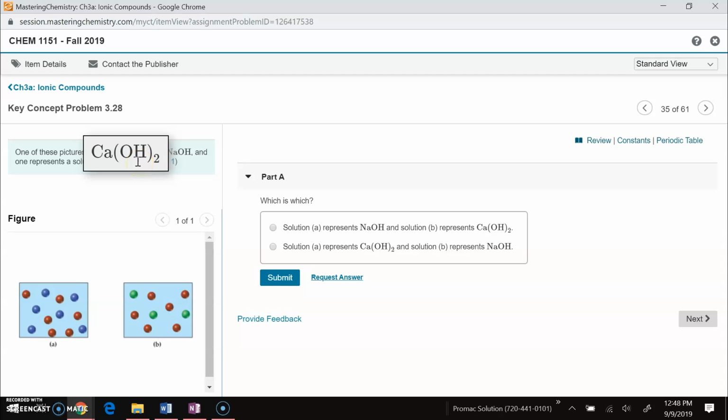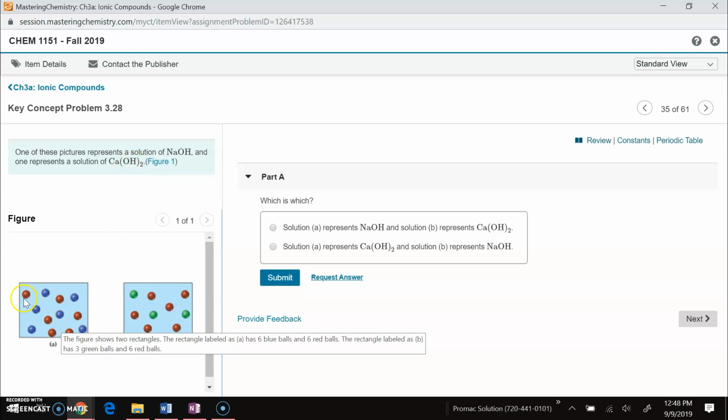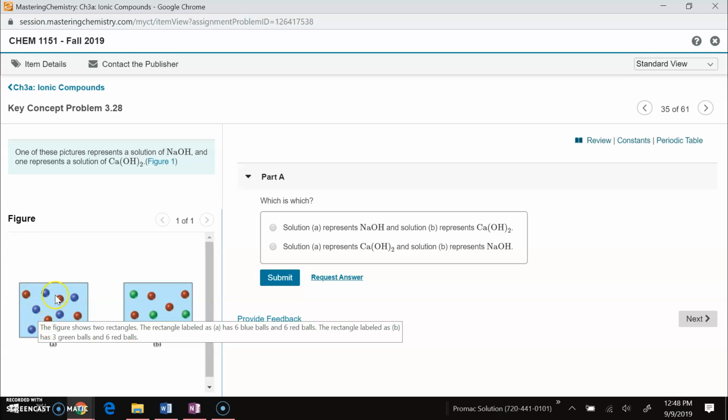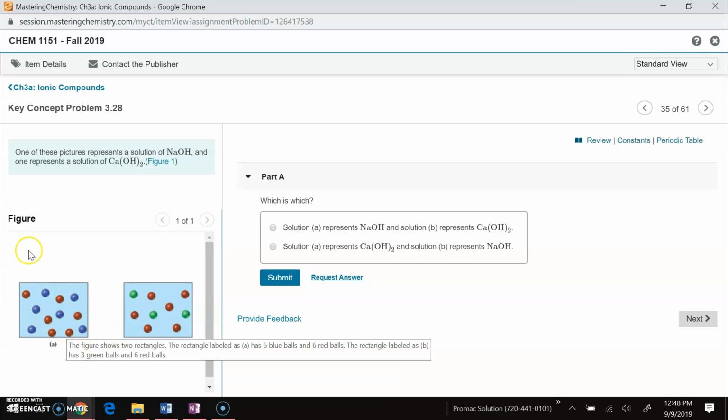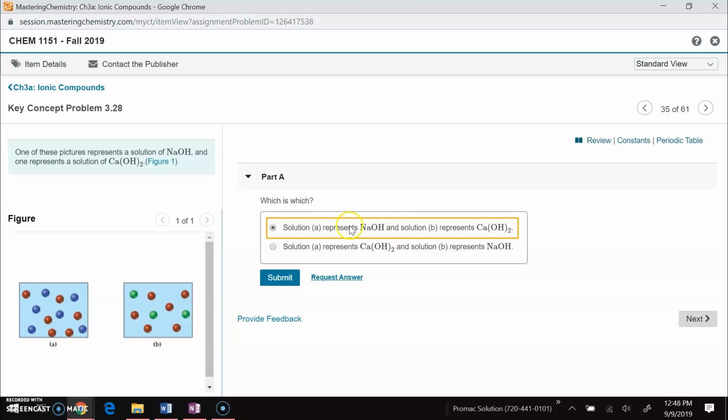So in the figures, you're looking for one of them to have a 1-to-1 ratio of the colored spheres, and one of them to have a 2-to-1 ratio. If you look at figure A, we have 1, 2, 3, 4, 5, 6 red spheres, and 1, 2, 3, 4, 5, 6 blue spheres. That's the 1-to-1 ratio, so that is NaOH, sodium hydroxide. That's solution A, so your answer is the first choice if that's the one you're given. And B, just to confirm, is a 2-to-1 ratio.